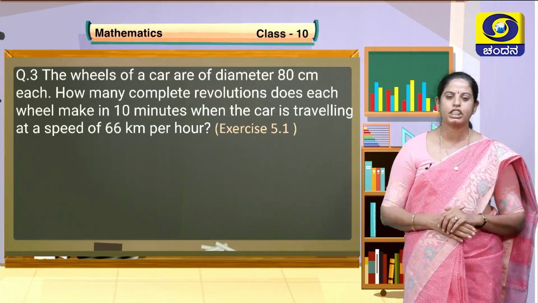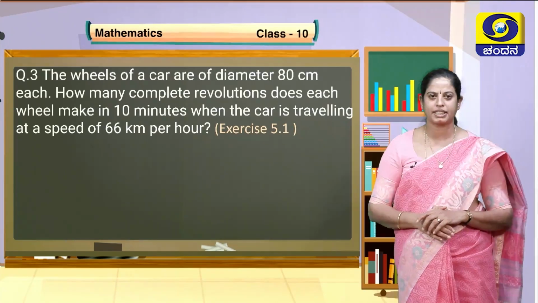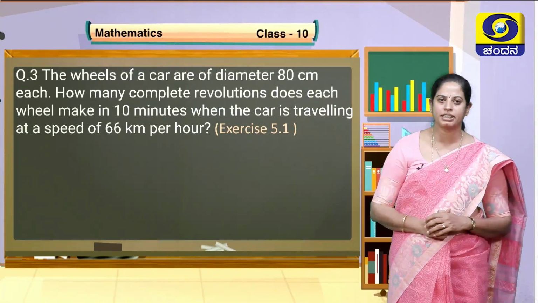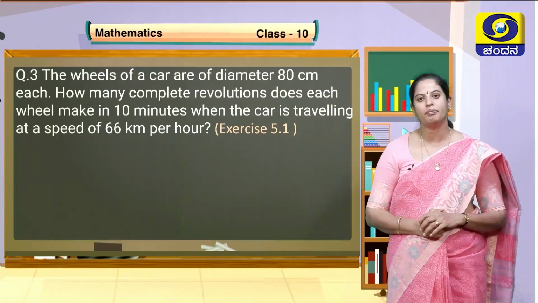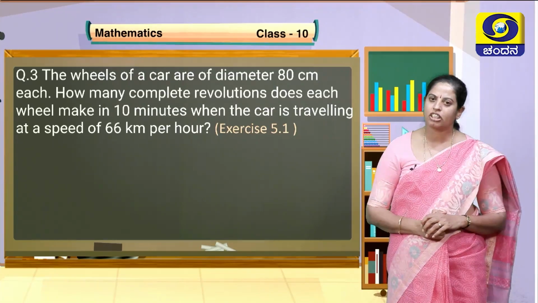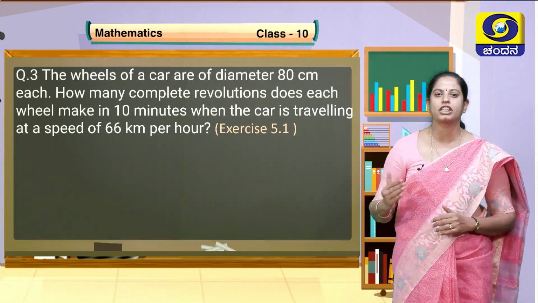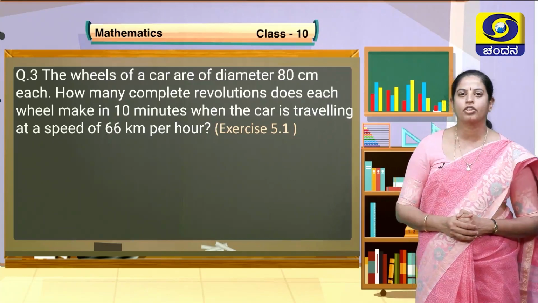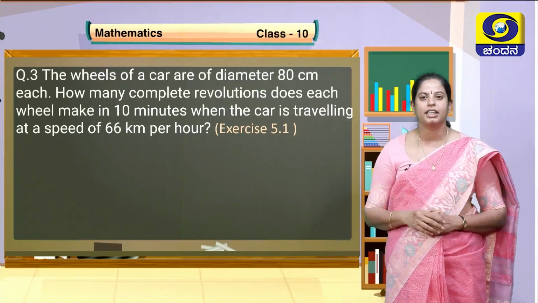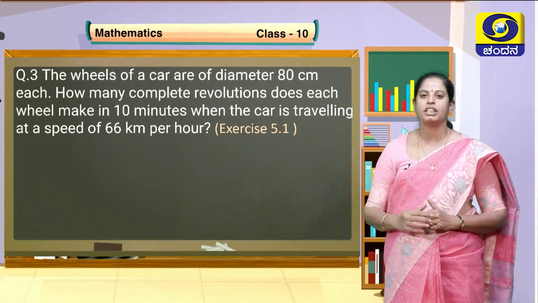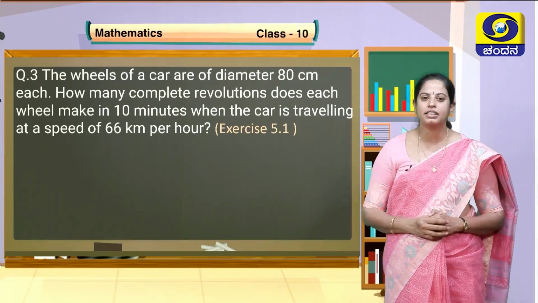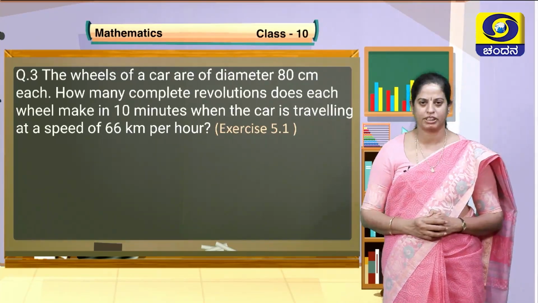Okay. Let us discuss one more question from the same exercise, that is question number 3. The wheels of a car are of diameter 80 centimeter each. How many complete revolutions does each wheel make in 10 minutes when the car is travelling at a speed of 66 km per hour? If you read the question, the first thing you have to recognize is units, children. The diameter is given in centimeter, the time is given in minutes, and the speed is given in kilometer.